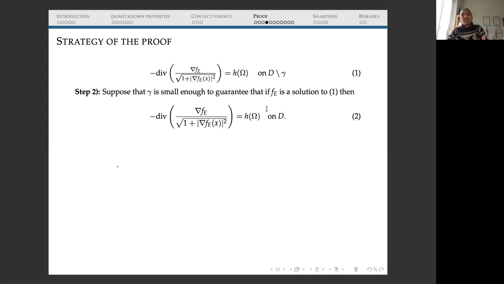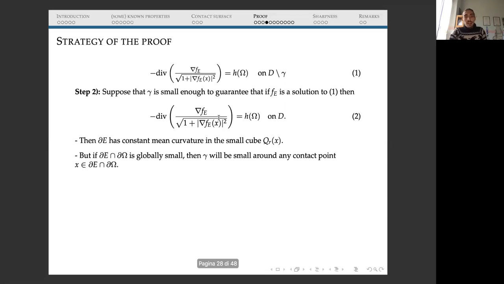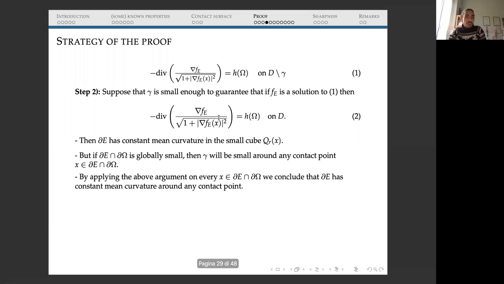As I said, now you repeat this argument, because this is telling you that the boundary of E has constant mean curvature in the small cube where you are looking at the graph representation. If you assume that the full contact boundary is small, whenever you place yourself locally, you see that the small gamma, which is just the pre-image according to the graph representation, will still be small enough to be removed. This small enough will be quantified. And so you can repeat this argument on any contact point.